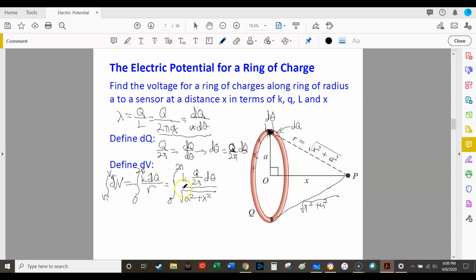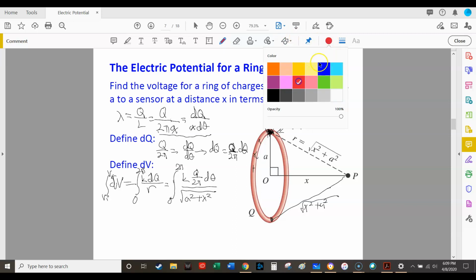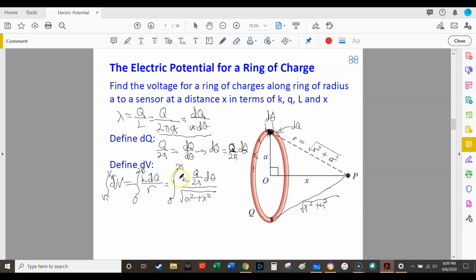So in a not so weird way, this whole part, and I'll highlight it in red, this whole part is a constant. The only thing that is changing here is d theta, because we're going around the entire circle.